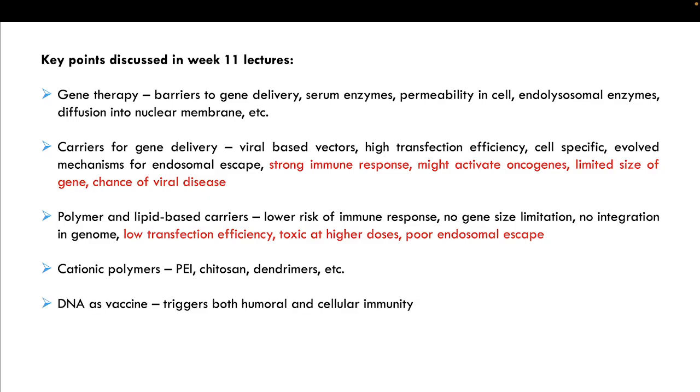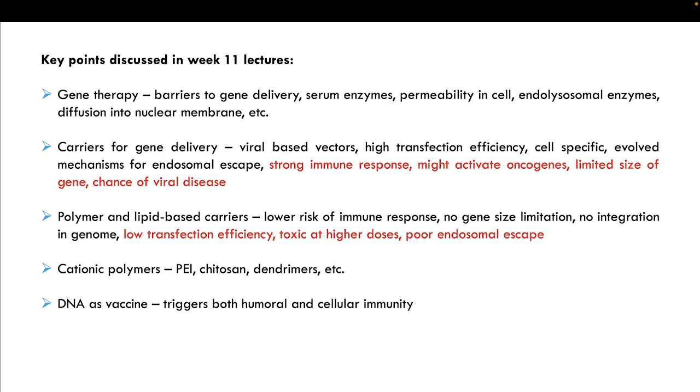Next concept that was discussed was using DNA as vaccines. This becomes advantageous because it triggers both humoral as well as cellular immunity. Humoral meaning it triggers the B cell immunity, the immunity that leads to formation of antibodies against the antigen, and also your cellular immunity, that is nothing but your T cells directly showing their immune effect, directly killing the infected cells because they can identify the antigens.